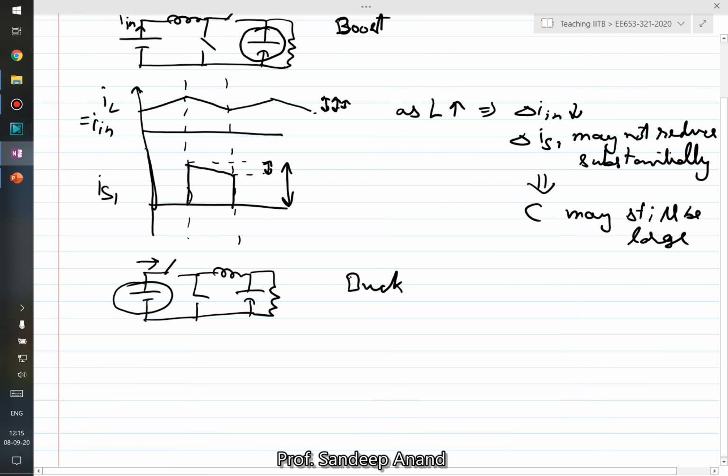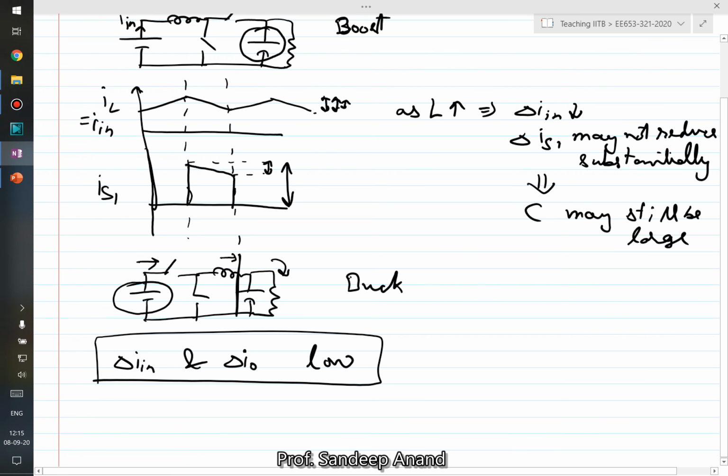So ideally what you want is both your delta I_in and delta I_O. When I say I_O, I don't mean the final load current, but I mean at the output stage of that converter, right? You want both of these to be as low as possible. Buck converter, one of them is low, other one is high. Similarly, boost also, one of them is low, other one is high.